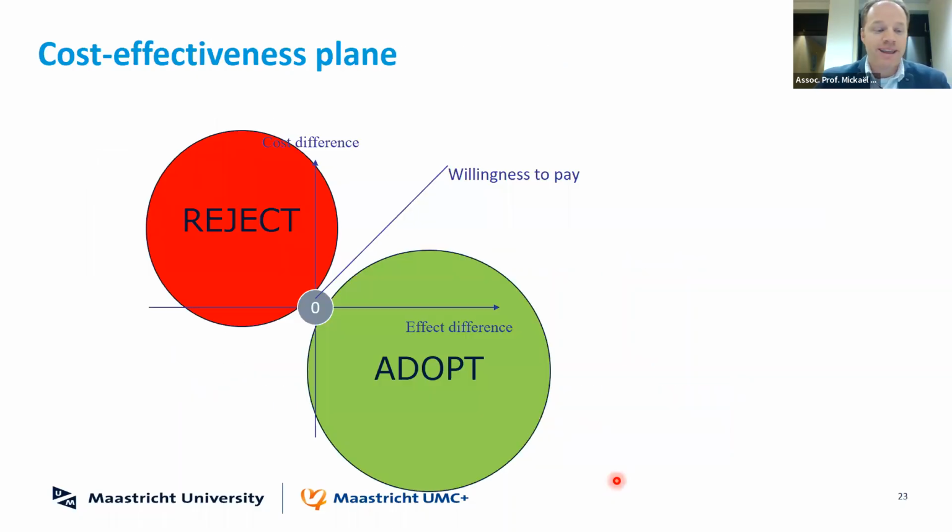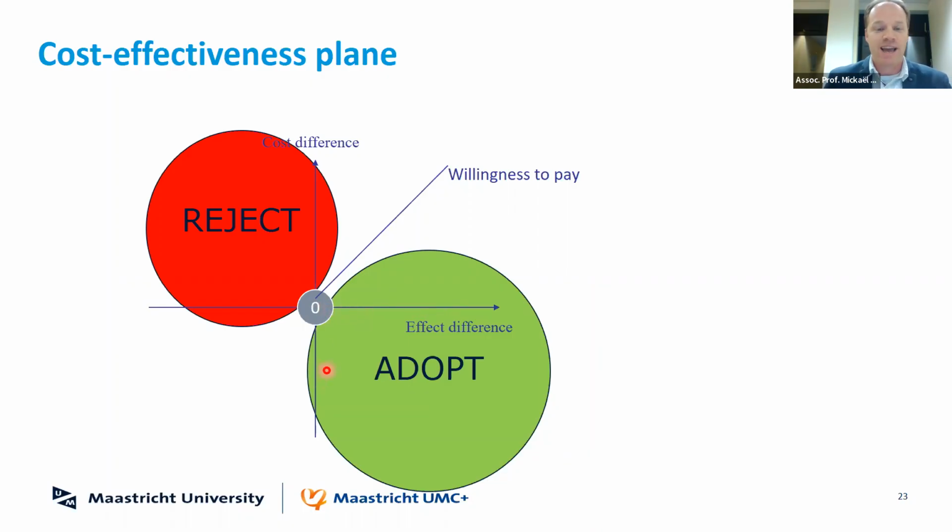The result of the economic evaluation can also be presented on the cost effectiveness plan, where we have the comparator treatment at the origin, the effect differences, the quality difference on the X axis, and the cost difference on the Y axis. The best possible situation is to be located here, having a new intervention with more effect, more quality, more years in perfect health for less cost.